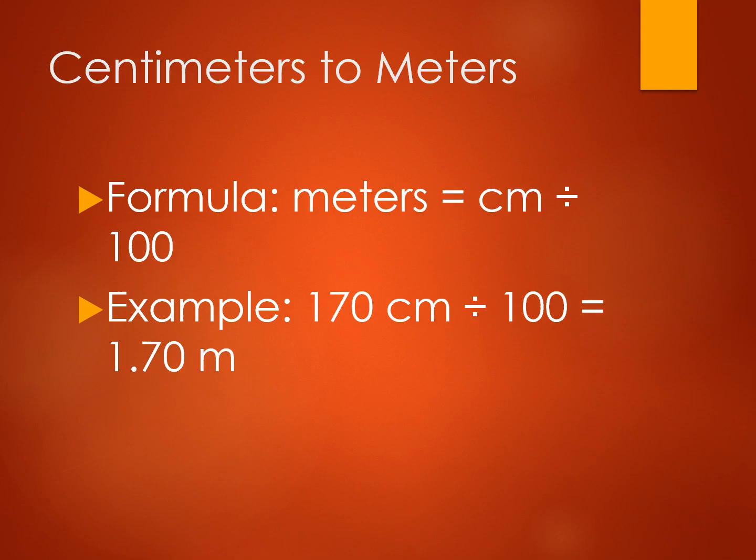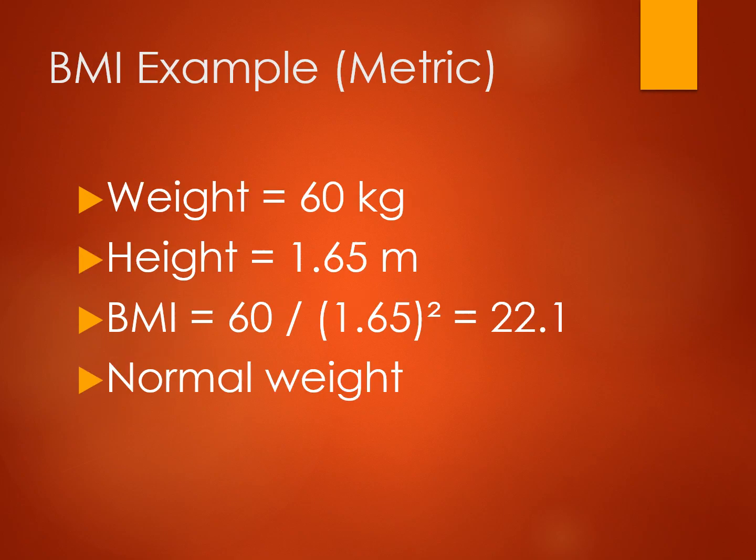So we have centimeters to meters. When you want to convert centimeters to meters, you divide the value in centimeters by 100 to get your meters. So we have an example where 170 centimeters divided by 100 is going to give you 1.70 meters. So we have a good example over here, not in sentence form, but it actually has a concept you have to follow.